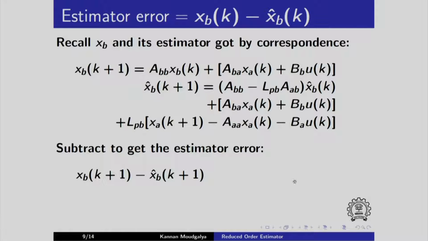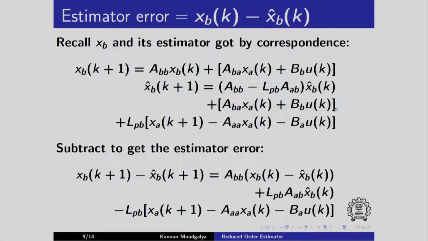So when I subtract, I get the first term ABB XB of k and then ABB XB hat of k, which is given here. Then the second term here, so it becomes plus here, and these two terms get cancelled and only the last term appears, so I have a minus sign.